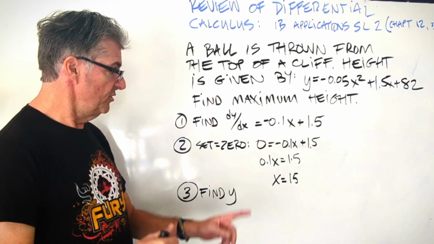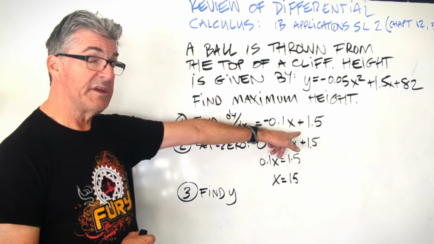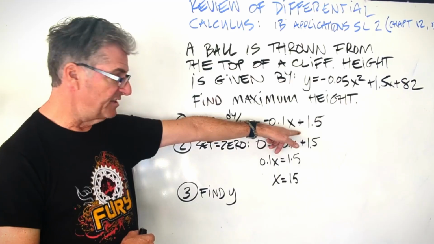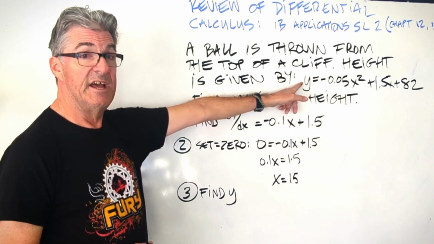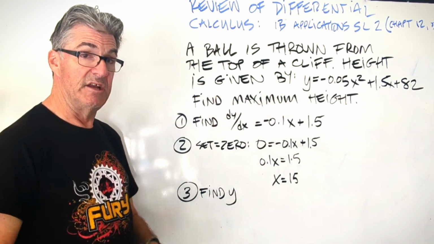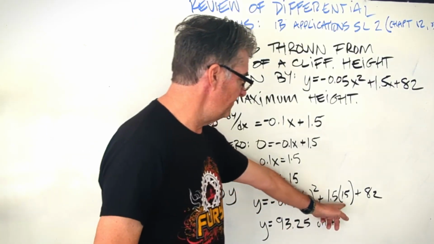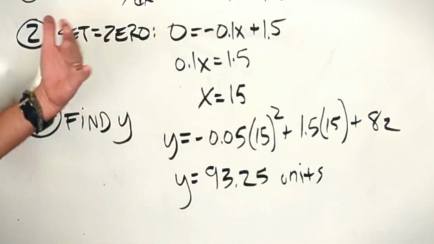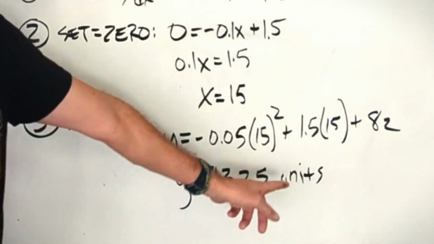Okay, so you don't plug this value into your derivative function. This is what gives you slopes of tangent lines. You take your x value and you plug it into the original function, and that will give you the y value when we hit the maximum height. So pause the video, do just that. All right, I did my plug-in step, put my 15 in for x in my original function, crunch those numbers. I get y is 93.25 units.